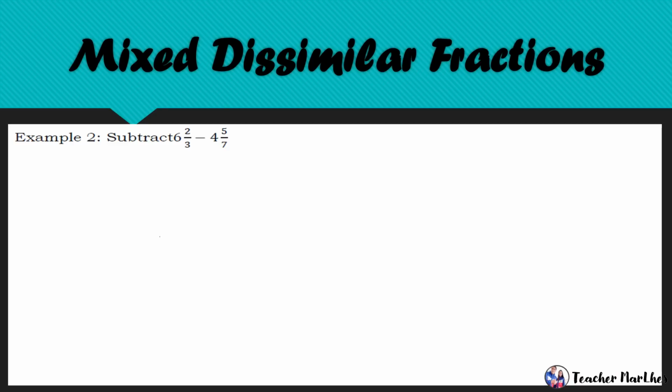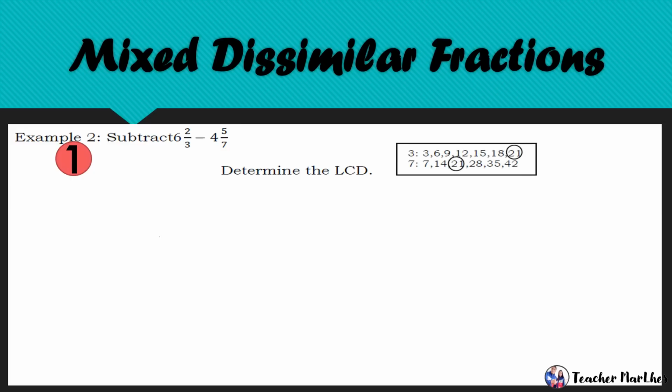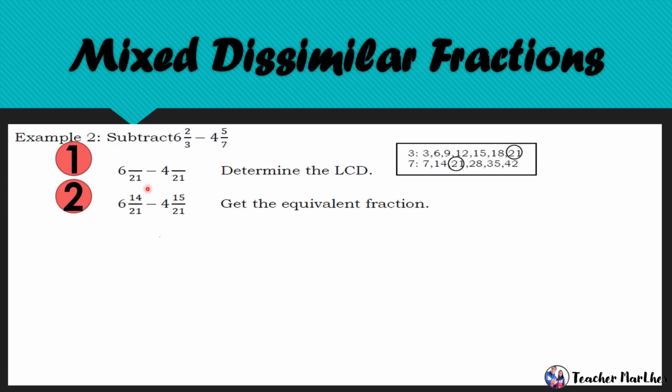Another example, subtract 6 and 2/3 minus 4 and 5/7. So step 1 is to determine the LCD. Ililista ang LCM, ang multiples. So we have 21. So ang LCD ay 21. Second is to get the equivalent fraction by dividing the denominator and multiplying to the numerator. So 21 divided by 3 is equal to 7 times 2 is equal to 14. 21 divided by 7 is equal to 3 times 5 is equal to 15.